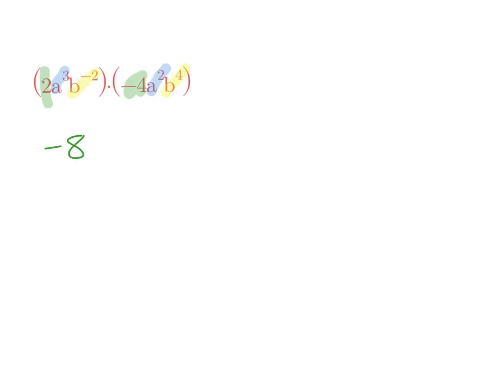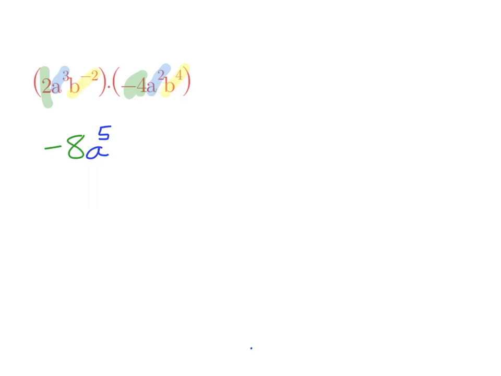In blue, we've got a to the third times a to the second. What do you do when you're multiplying exponents? What do you do with the powers when the base is the same? Yeah, Dylan? Add them, that's correct. Okay, so put that in blue, we'll be super color coordinated. So what is it? A to the what? Fifth power. Okay? Now, we've got b to the negative 2, b to the fourth.